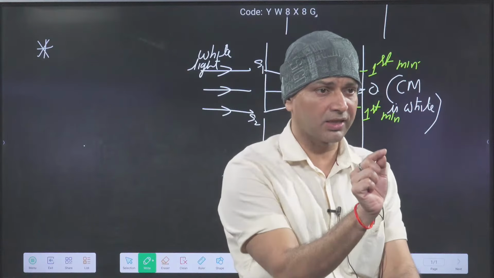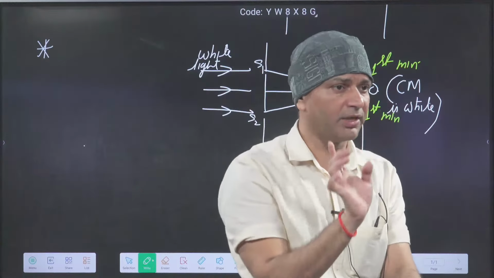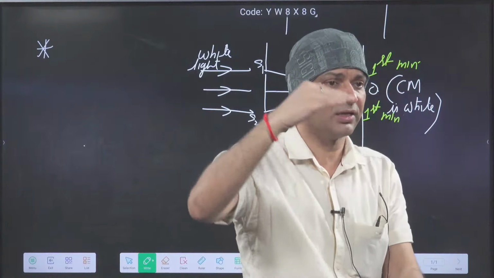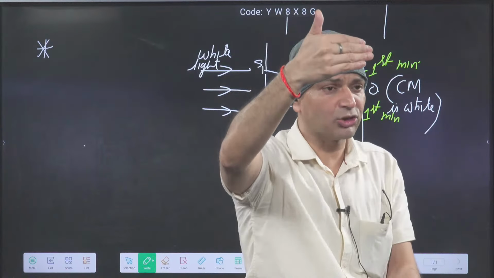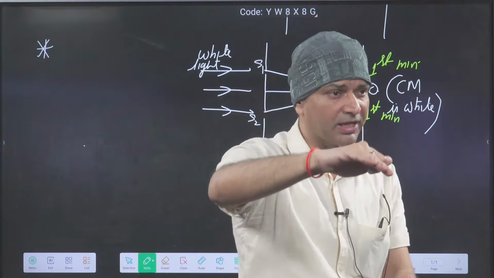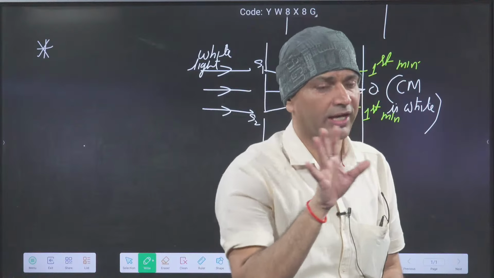Again I am repeating: central white, whose minima first? Violet minima first. So what is the fringe color? Reddish. Far from that, whose minima is obtained? Red minima is obtained. So what is the fringe color? Bluish. Everybody got or not?